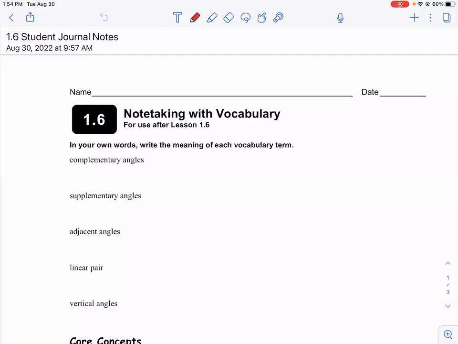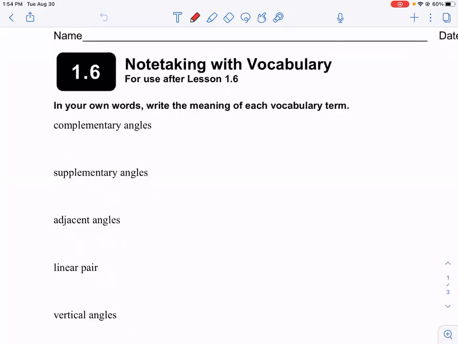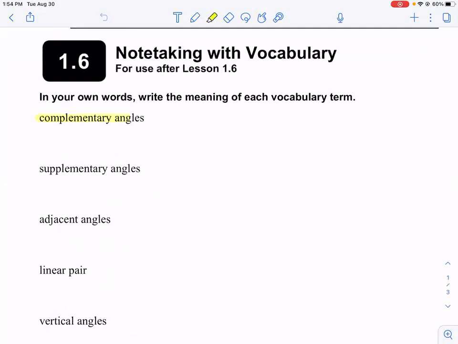All right, here we go. I feel like you are going to be able to help me a lot with these notes. Complementary angles, I feel like you already know what that is. Okay.